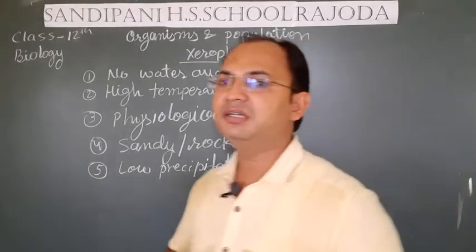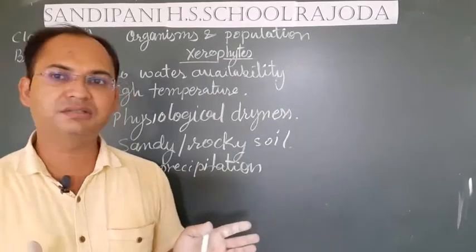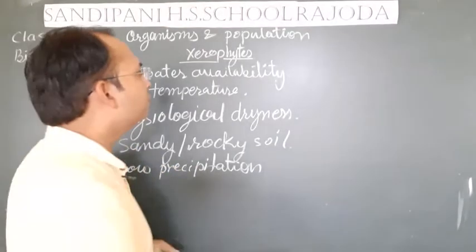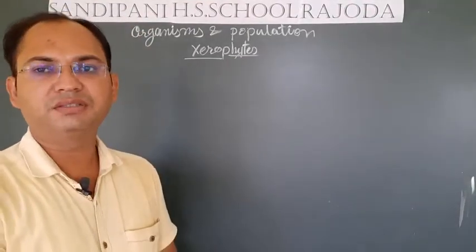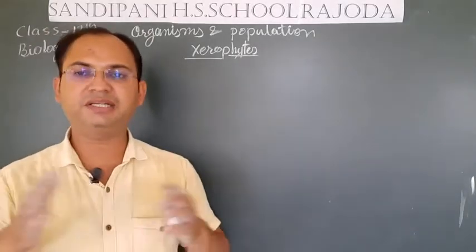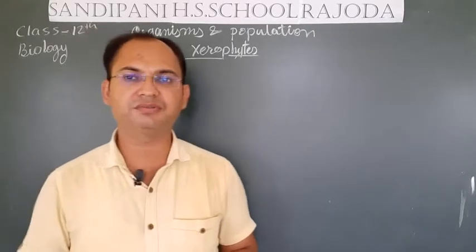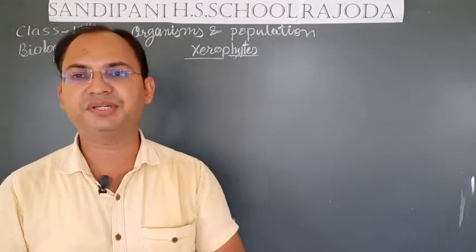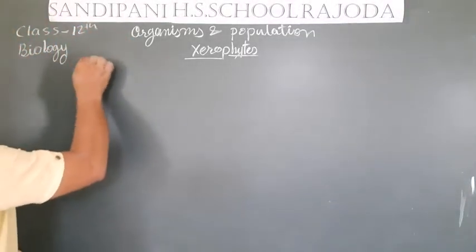Now if we divide the xerophytic conditions or xerophytic areas into different forms, we can divide them into three categories. So students, let's see the division of xerophytic habitats, which types of xerophytic habitats are there. We can broadly classify the xerophytic habitat into three parts. The first one is physically dry.